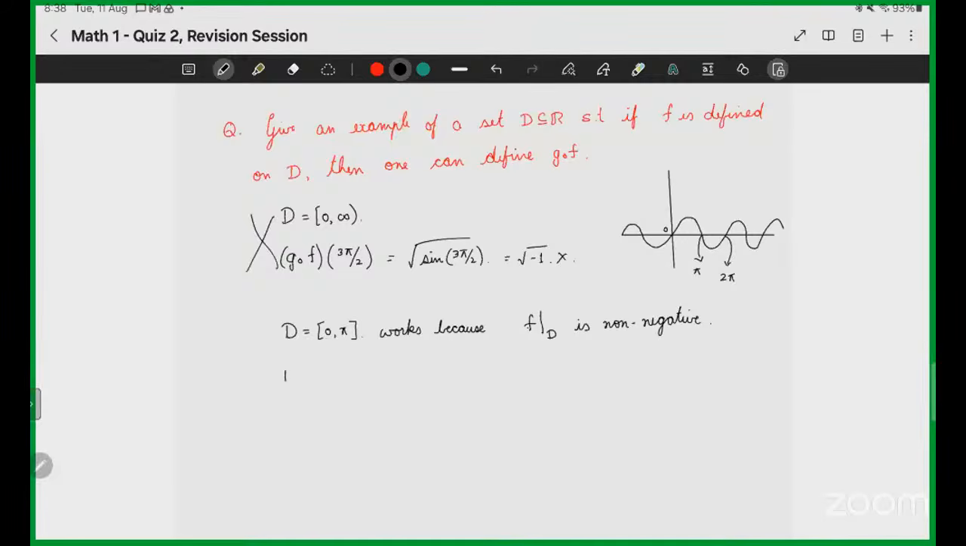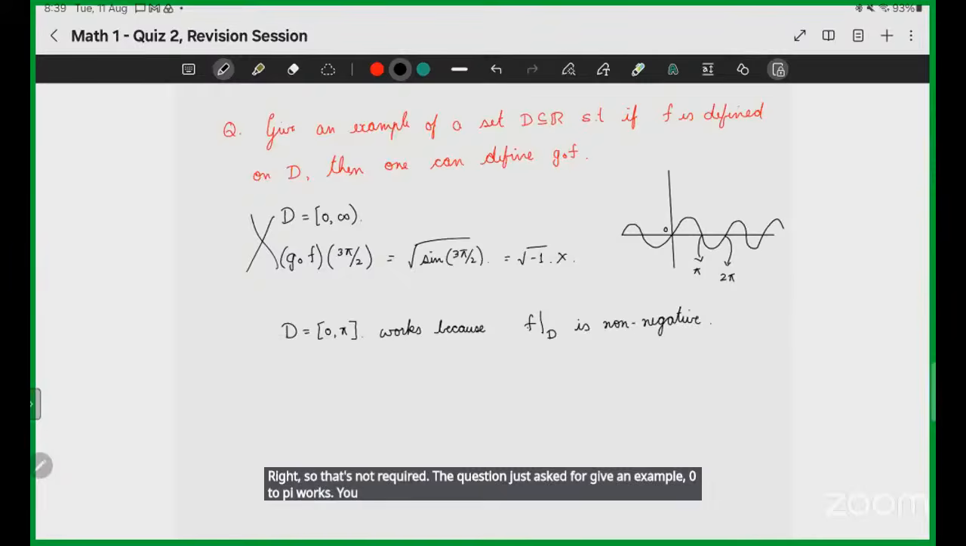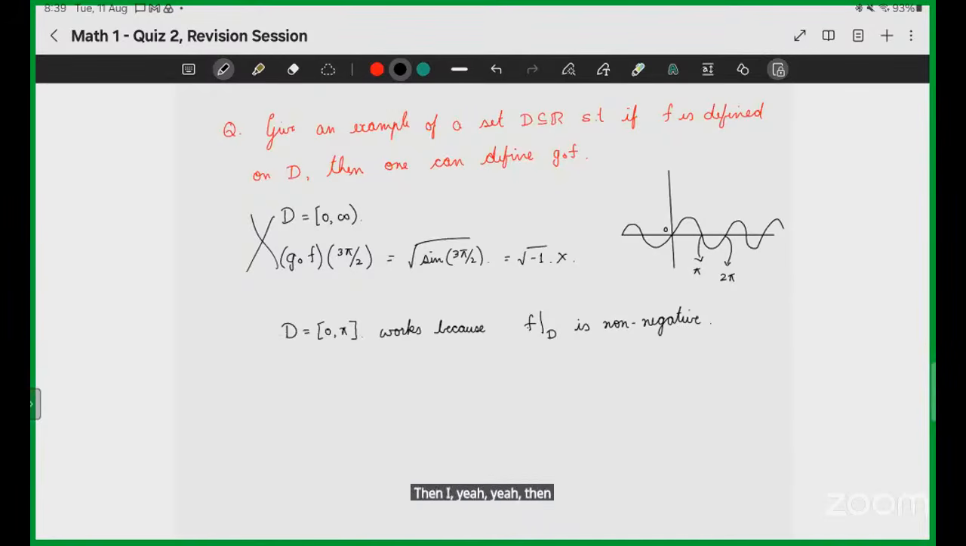If you want the largest possible thing, then you'll have to do all of n pi, or 2n pi to 2n plus 1 pi. You take all things like this and take all of their union. Right, so that's not required. The question just asked for an example. 0 to pi works. You could do 2 pi to 3 pi.